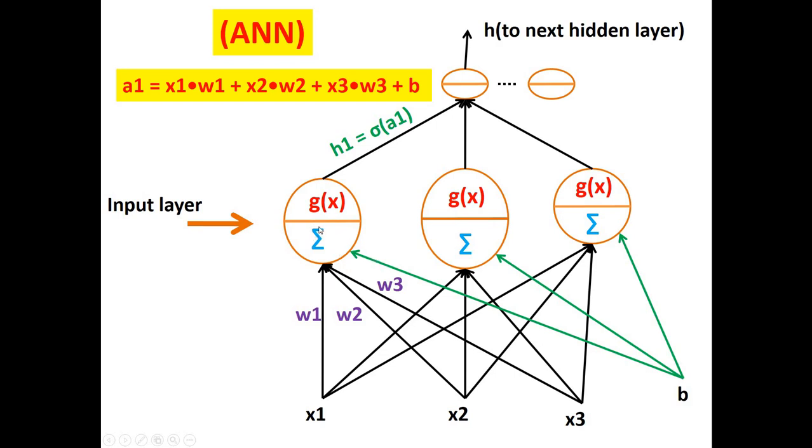That is the first part. Then it goes through a function called g of x. What is g of x? G of x is a sigmoid function. So sigmoid is nothing but 1 divided by 1 plus e to the power minus x, something like that.